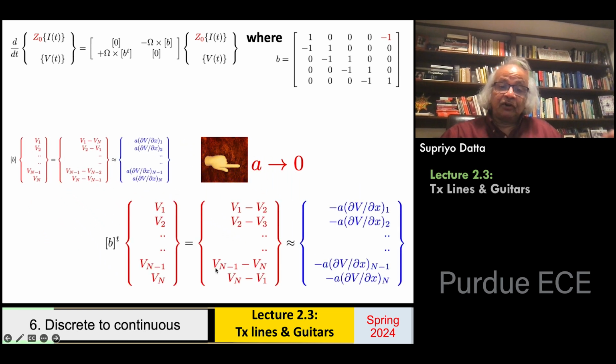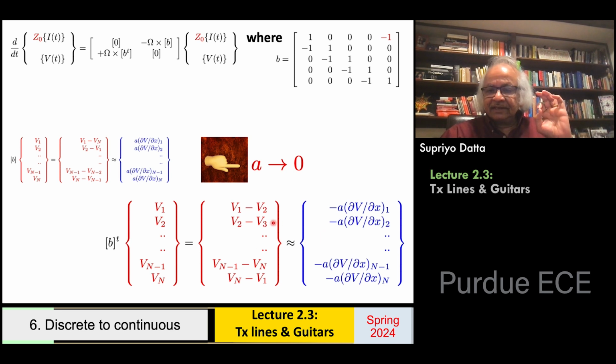And the same works for B transpose as well. B transpose also involves these differences, but it's a little different because when you take B transpose, then the -1 is not on the lower diagonal, but rather is on the upper diagonal here for B transpose. And so you tend to get V2 minus V3 and so on.